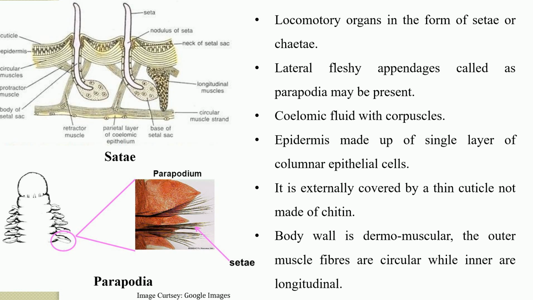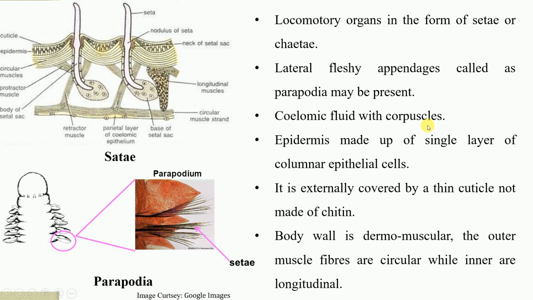Laterally fleshy appendages are known as parapodia. So these are another locomotory organs. First of all, the setae, where you can see the structure, which is roughly S-shaped. Then the second one, the lateral fleshy appendages, which are found on each and every segment except the first and last. These are known as parapodia, and this is the magnified view of the parapodia. So these are the locomotory organs we find among the annelidan organisms. Then coelomic fluid is provided with corpuscles.